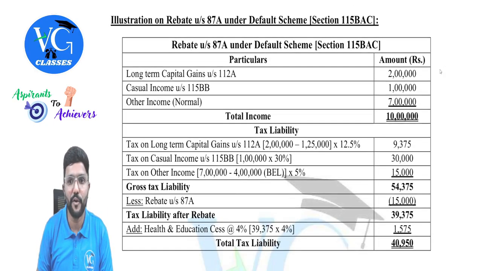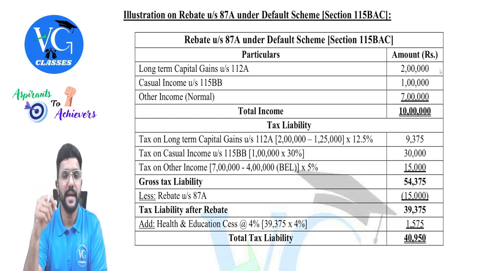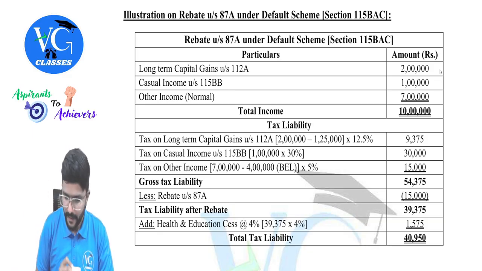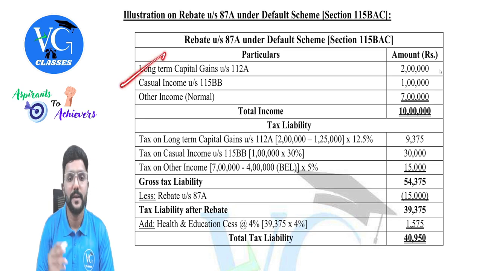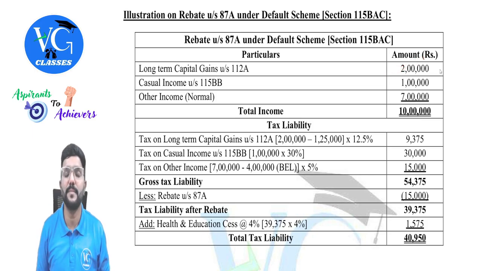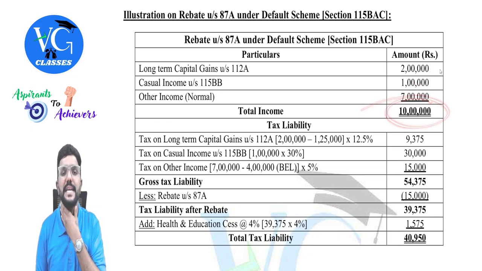So this is there in page number 42. Illustration on rebate under section 87A under the default scheme, section 115BAC. Okay, sir. So the assessee has long-term capital gain under section 112A of 2 lakh, casual income under section 115BB of 1 lakh, and other income taxable at normal rate of 7 lakh. So total income is 10 lakh.